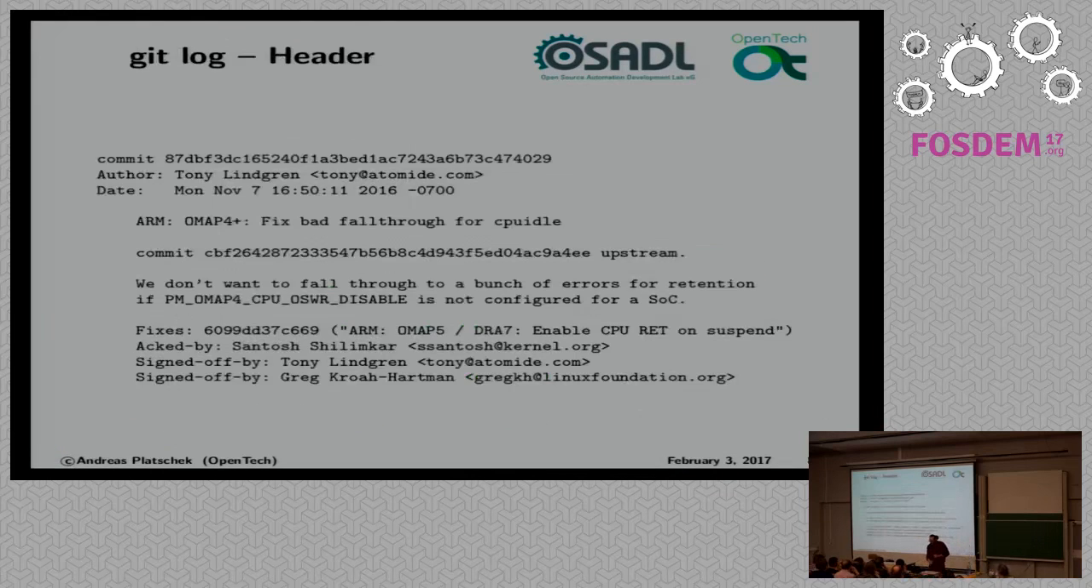I'm not sure if there's anyone here who never saw a Git commit, so I just thought I would spend 2 slides on this. So basically, this is what probably everyone has seen before. We have a commit that is identified by a 40-character SHA-1 hash. The author is listed, as well as the date the patch was authored. Then the first line is a short description, kind of a subject.